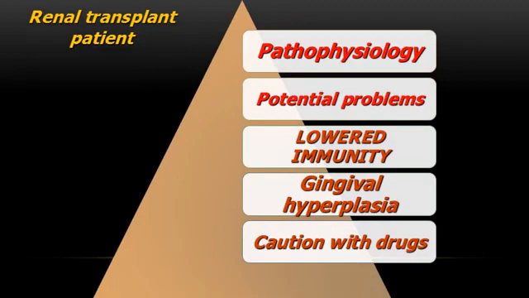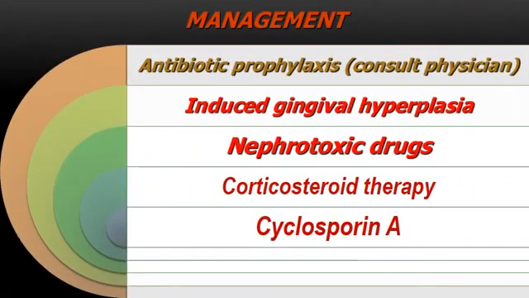Now let's talk about the renal transplant patient. We are going to discuss the pathophysiology and the potential problems like the lowered immunity, gingival hyperplasia, and cautions with the nephrotoxic drugs. The pathophysiology, of course: such patients were chronic renal dialysis patients, and they were lucky to find a matching donor and had a new kidney transplanted, so they are under immunosuppressive drugs to allow the new kidney to be accepted in the body and not to be attacked by antibodies and the immunity of the patient. So they have lowered immunity, and we have to guard against this with prophylactic antibiotics.